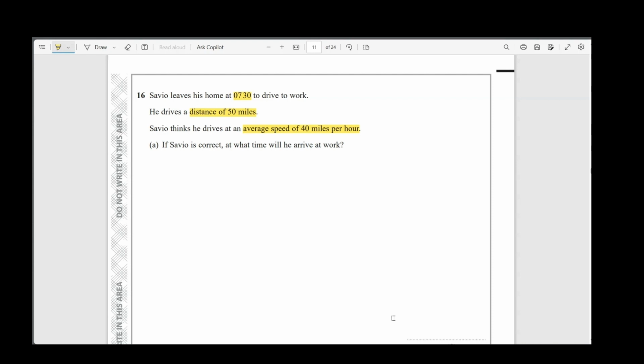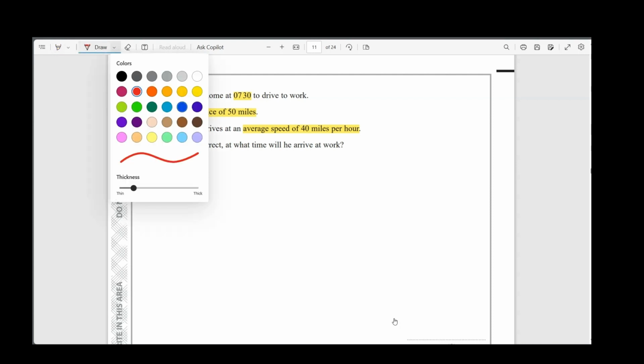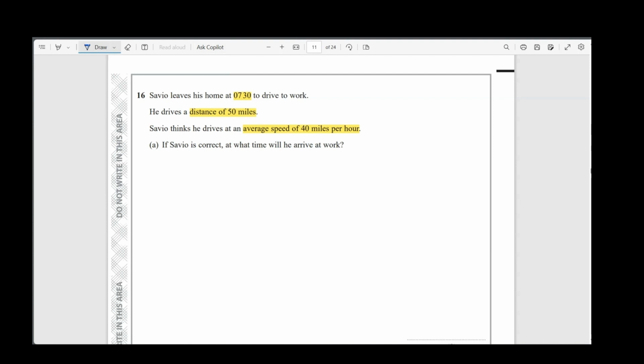Okay, so as soon as we see these keywords, the speed, distance, time, that's when we know we should be writing down our speed, distance, time formula. So there's a few ways of trying to remember this. Some people will just remember the main formula. So speed is distance divided by time. And then from there, you can manipulate it and change it so that you can get different ones. So like this one, we need the time.